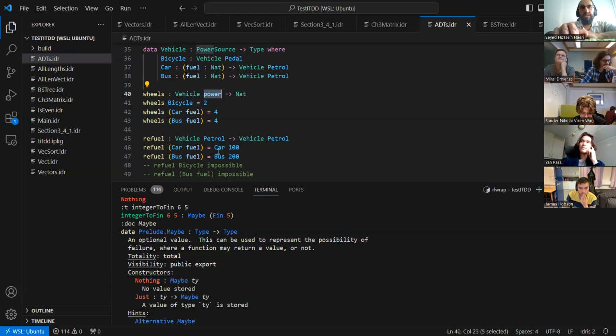Now, as you can see, there is that impossibility of refueling a bicycle, and you can make that explicit. Now, if you leave this as it is, let me make sure that we have everything.